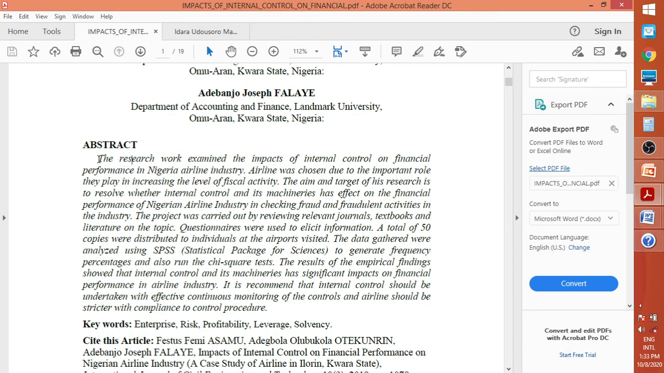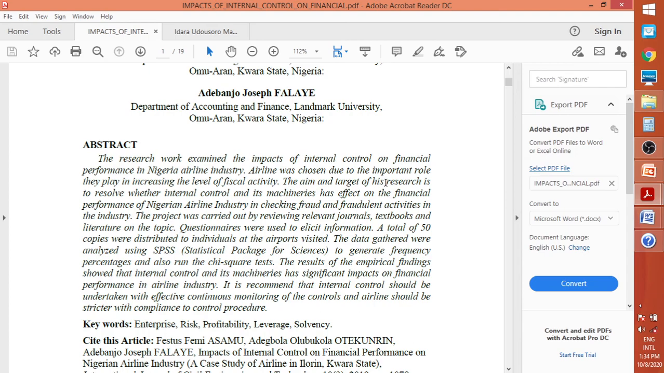So from this abstract now, I'm going to get out the objective, and they said the research work examined the impact of internal control on financial performance in Nigerian airline industry. That's not what I'm looking for, and the airline was chosen due to the important role they play in increasing the level of physical activity. That's not what I'm looking for. We're looking for the objective, the aim or the target. Now this sentence starts with the aim and target. I think this is where we get what we're looking for.